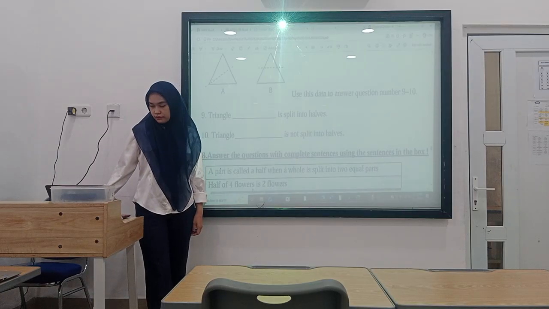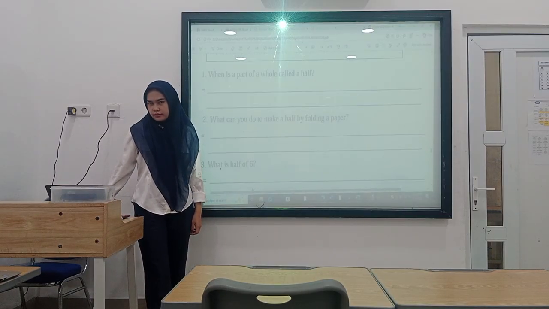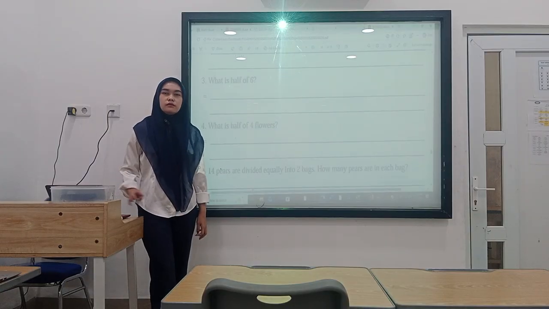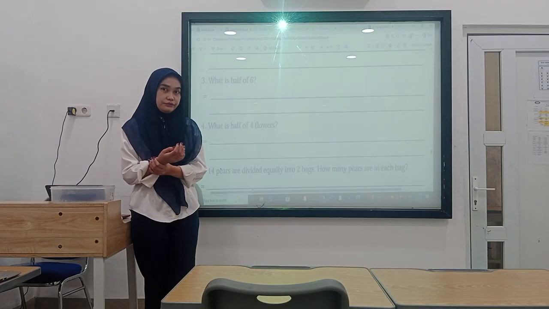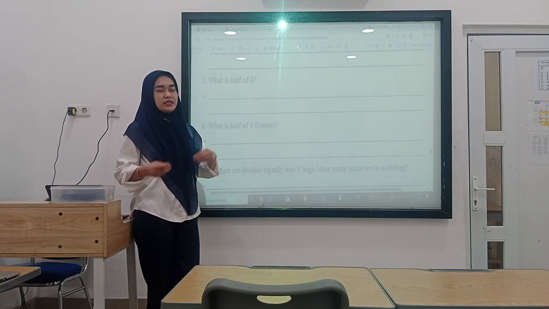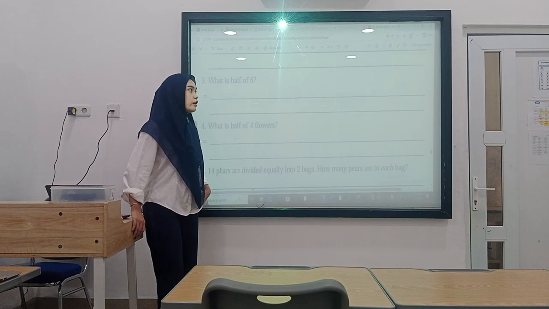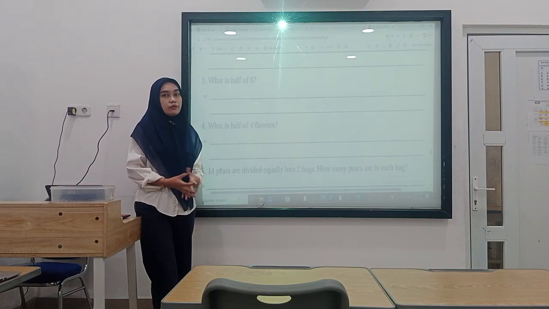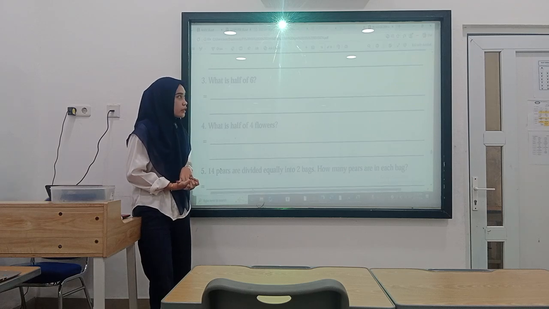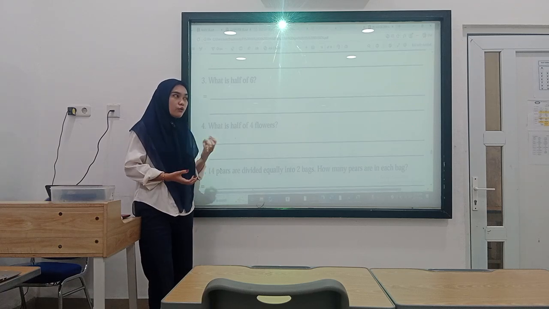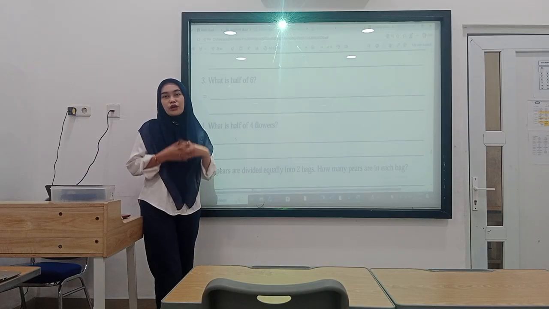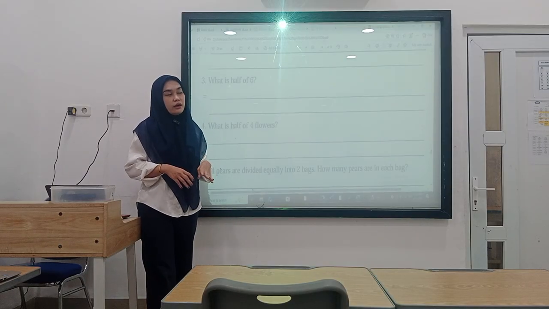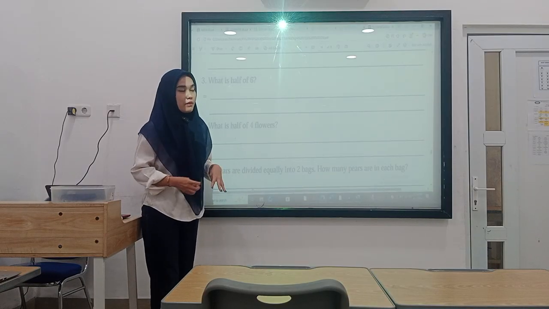So, what is half of 4 flowers? I think the question looks like this. There are flowers, and then what is half of 4 flowers? Okay, there are 4. So we want to split them into the same amount. Okay, in here, besides learning about splitting shapes and objects, we also learn how to make a half with a number of objects. So if you ask me about 4 flowers and we want to split them into the same amount.